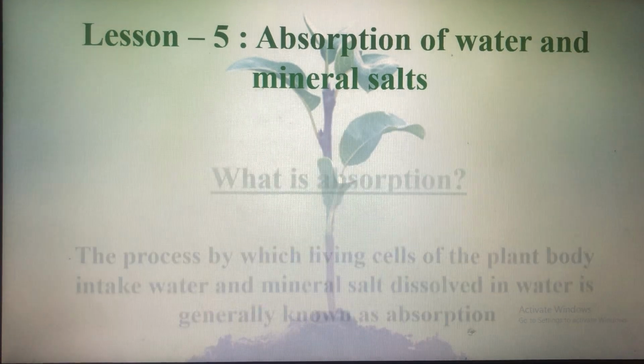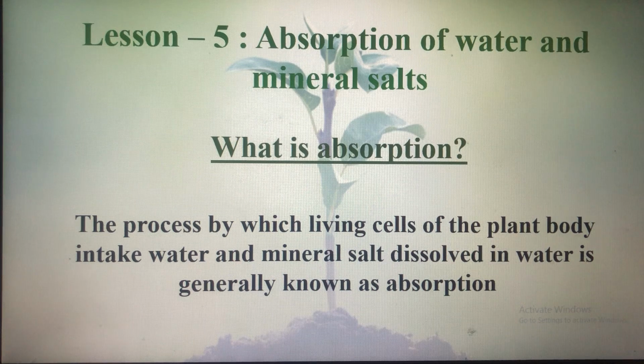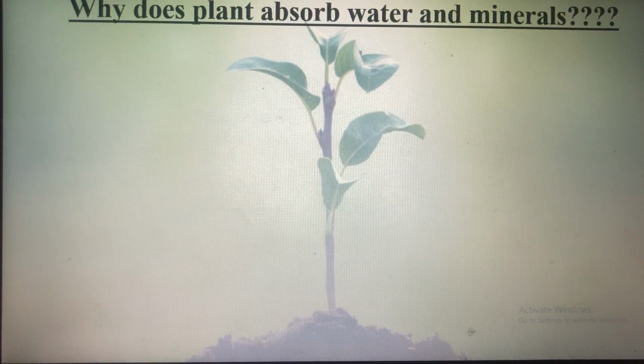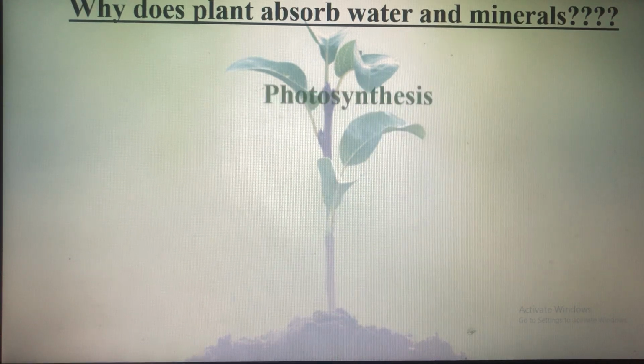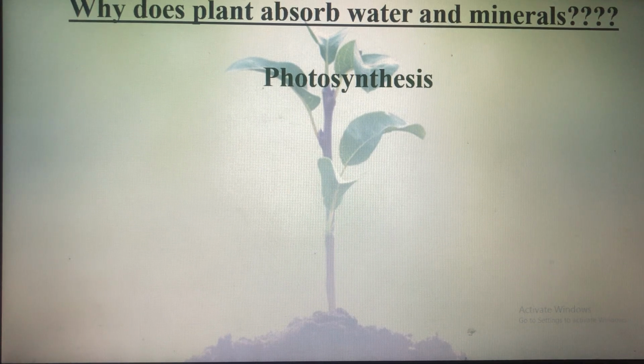So the first question is, what is absorption? It is the process by which living cells of the plant body take in water and mineral salts dissolved in the water. Now the question comes, why does a plant absorb water and mineral salts? The answer is photosynthesis. One of the most important physiological processes taking place in the plant body is photosynthesis, where in the presence of sunlight, green plants, meaning plants containing chloroplast, produce food material, that is glucose, which is the source of energy for all living beings.